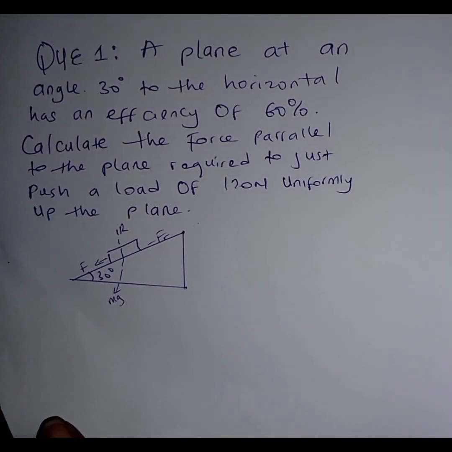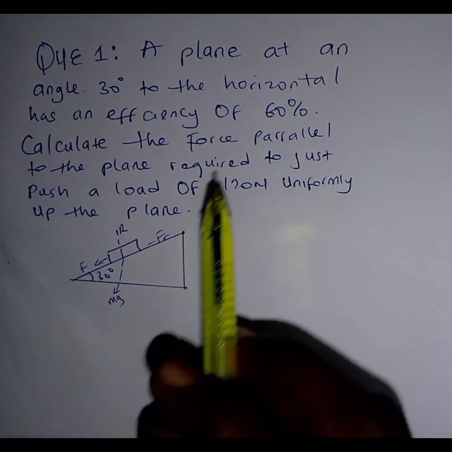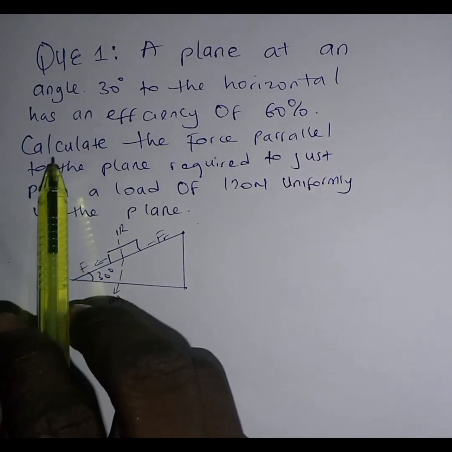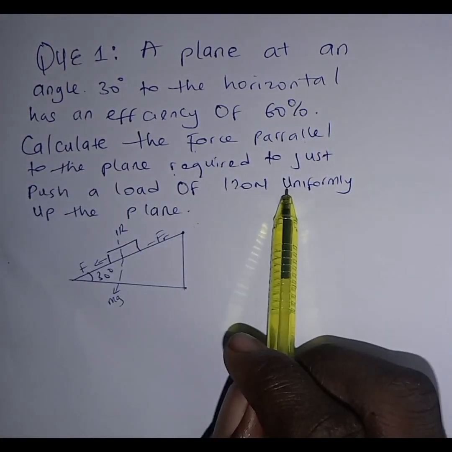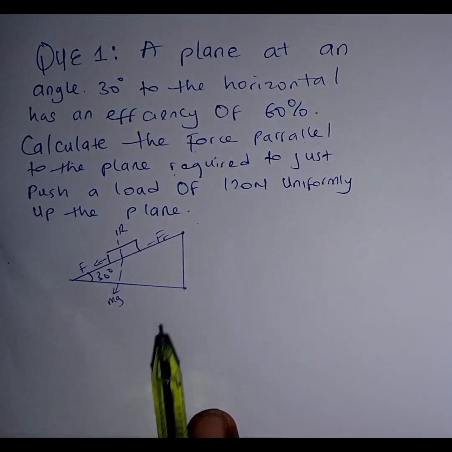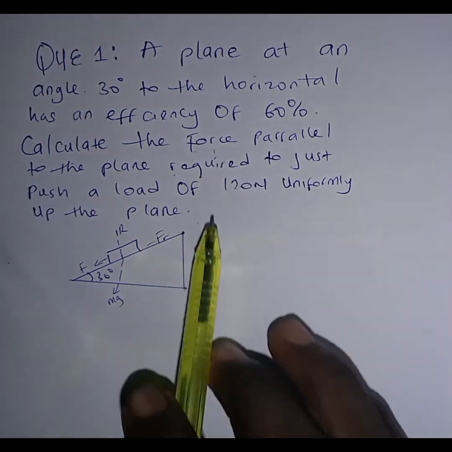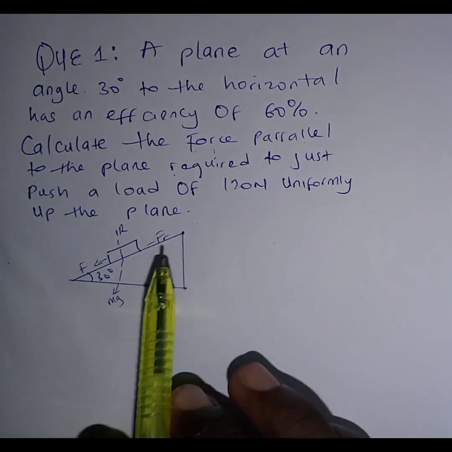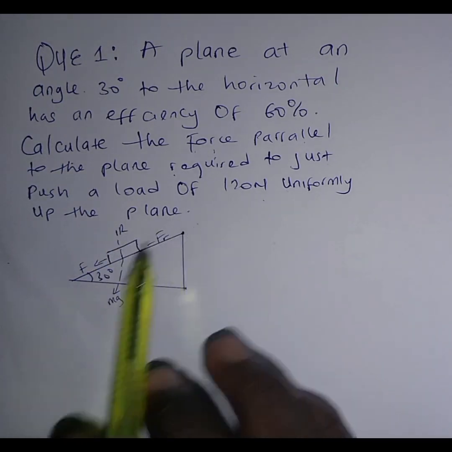Now guys, we have a case 1 question here. A plane at an angle 30 degrees to the horizontal has an efficiency of 60%. Calculate the force parallel to the plane required to just push a load of 120 Newton uniformly up the plane. So now we are asked to calculate the F net, because the force we are asked to calculate is to push the load of 120 Newton uniformly up the plane.